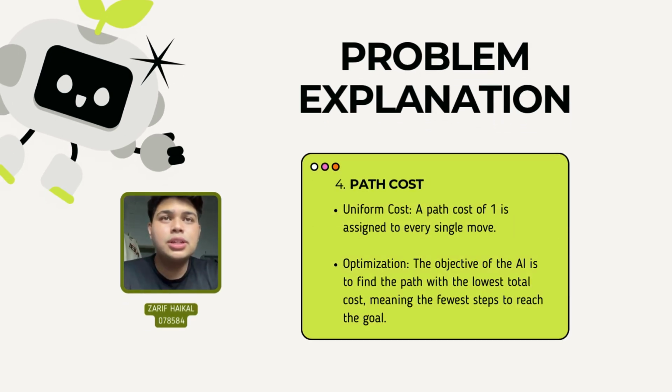And last but not least, we go to path cost. We have only 2. The uniform cost: a path cost of 1 is assigned to every single move. And optimization: the objective of the AI is to find the path with the lowest total cost, meaning the fewest steps to reach the goal. Thank you so much. I would like to pass to the next presenter.